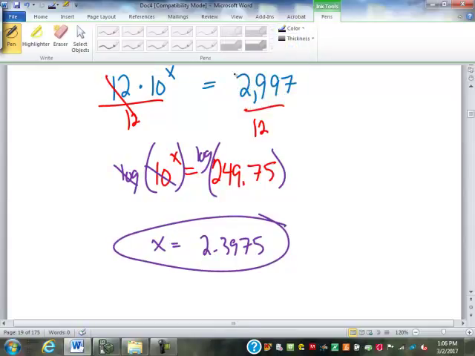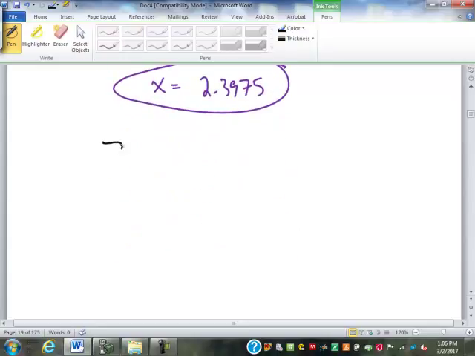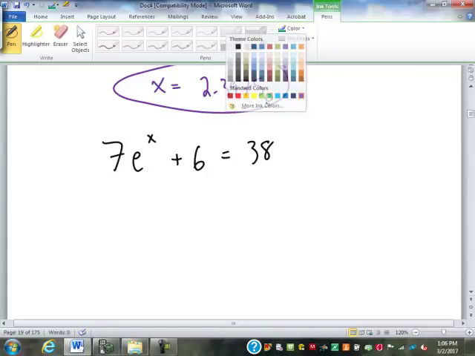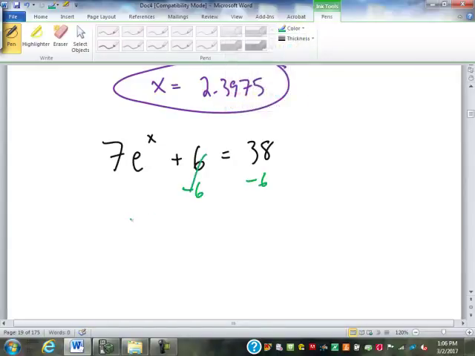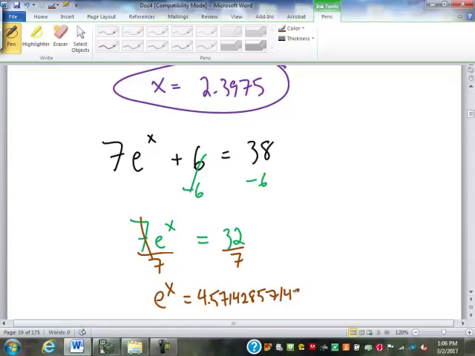So what if there are different bases here? What if we have 7e to the x or e to the t, whatever you want to use, plus 6 equals 38. So I'm going to start out by subtracting 6. Good. Yep, so 7e to the x equals 32. And you are correct. We'll divide by 7. So e to the x equals 4.57142857143 approximately.